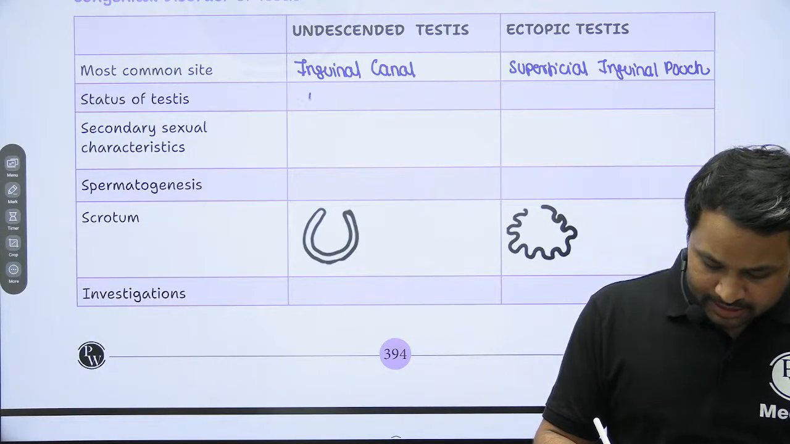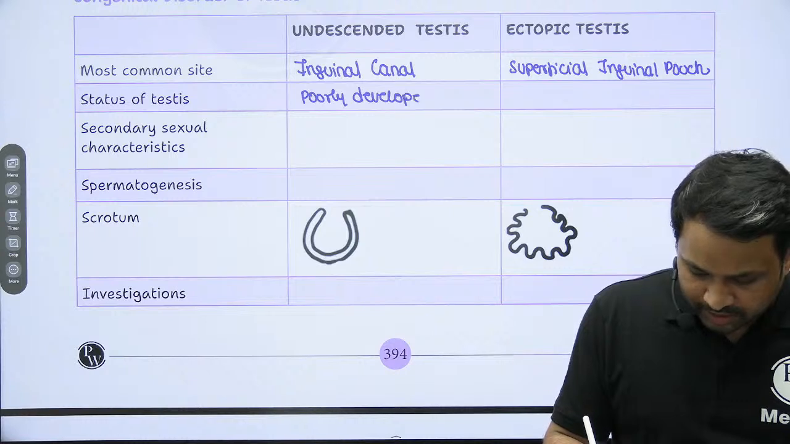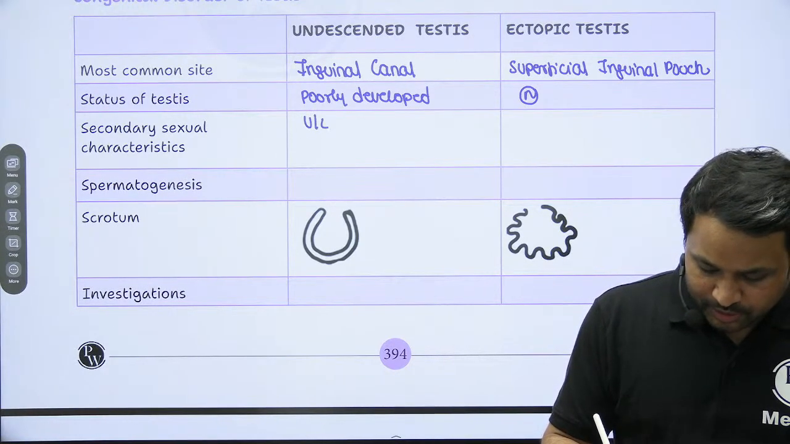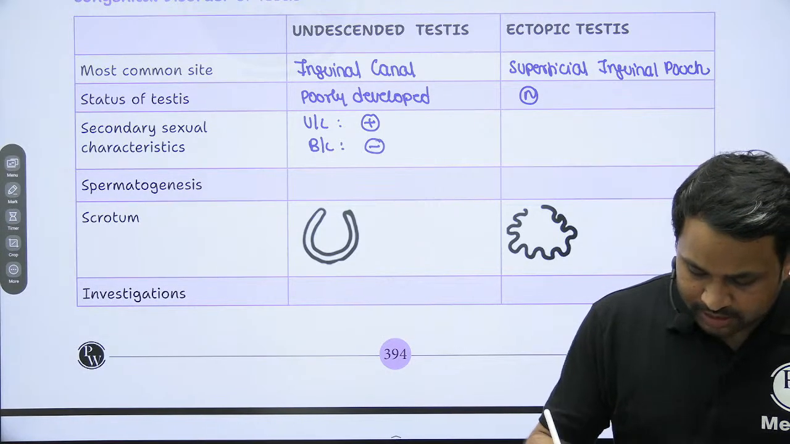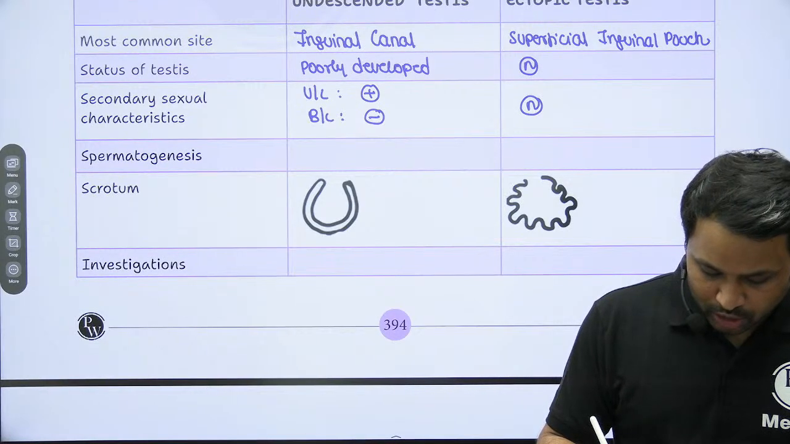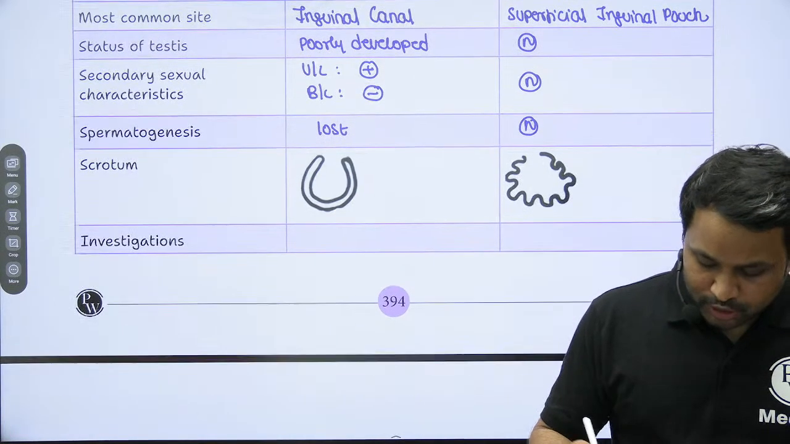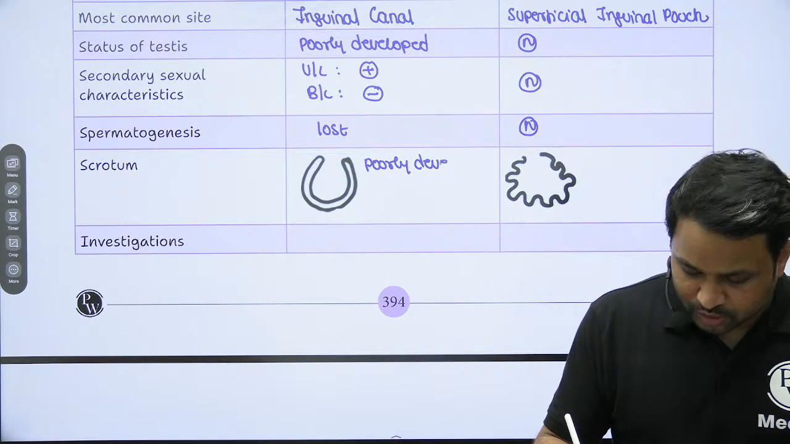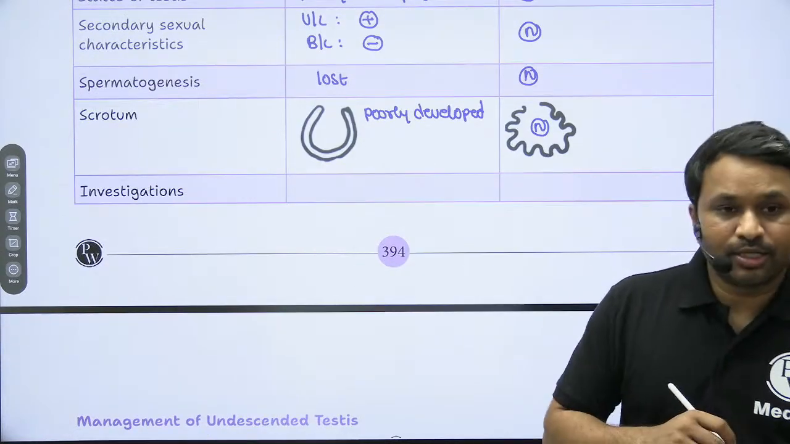So what is the status of the testes? In undescended testes, it is poorly developed. In ectopic testes, it remains normal. Secondary sexual characters, if it is unilateral, will be present; if it is bilateral undescended testes, they will be lost. Here it remains normal. Spermatogenesis is lost in undescended testes, while in ectopic testes it is normal. The scrotum is poorly developed in undescended testes, planed out with no rugosities, whereas in ectopic testes the scrotum is normal.